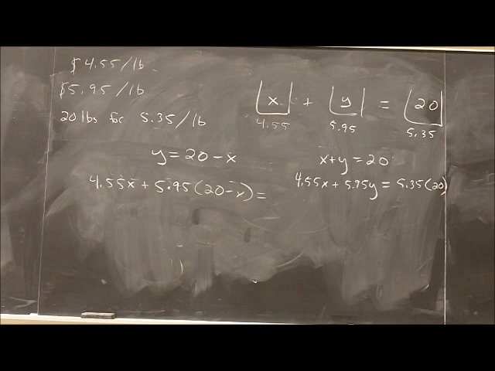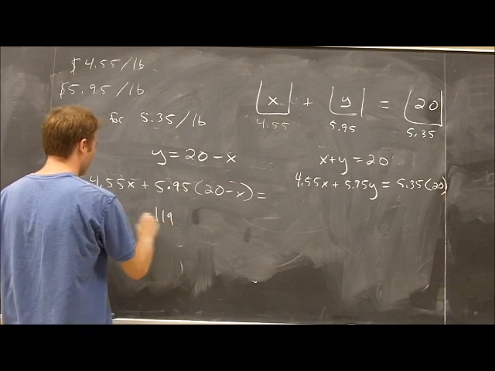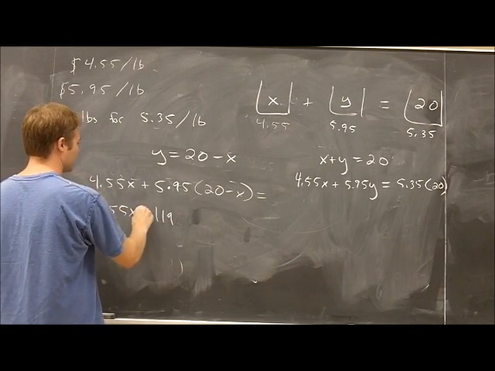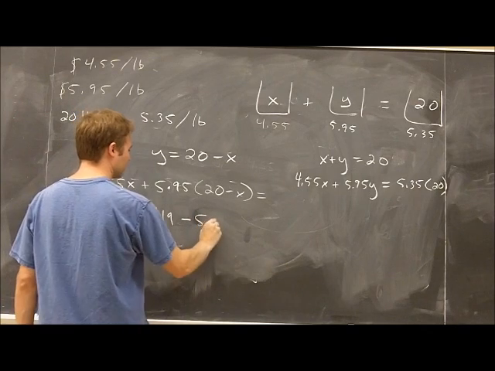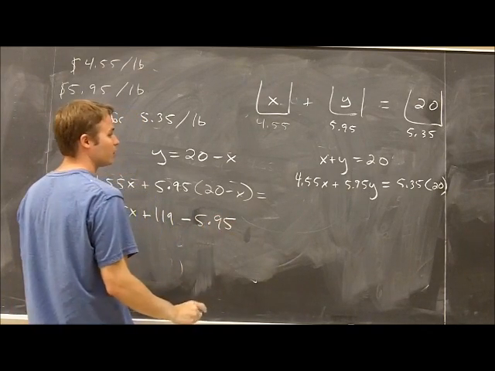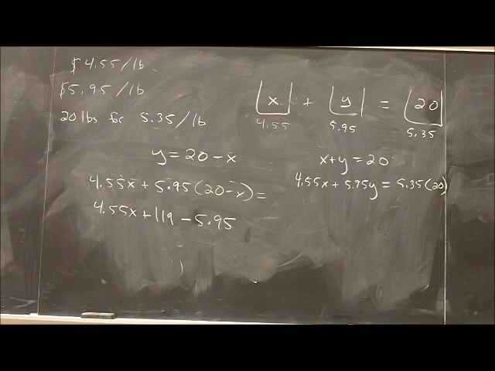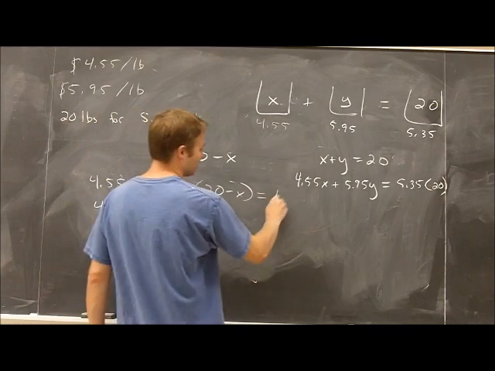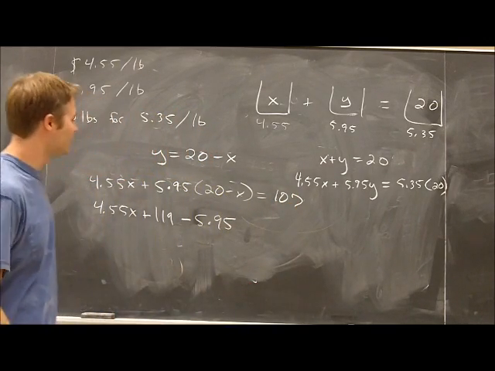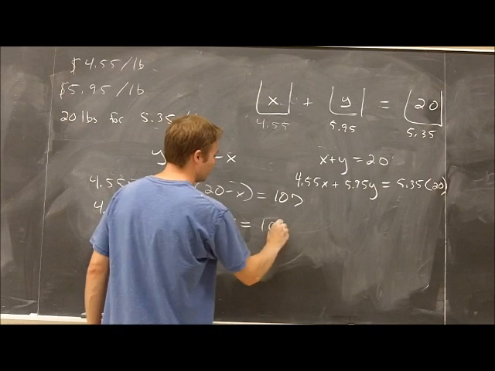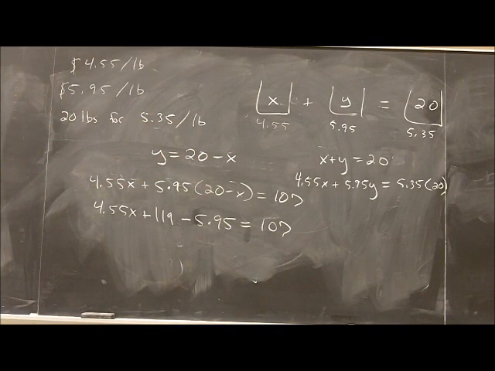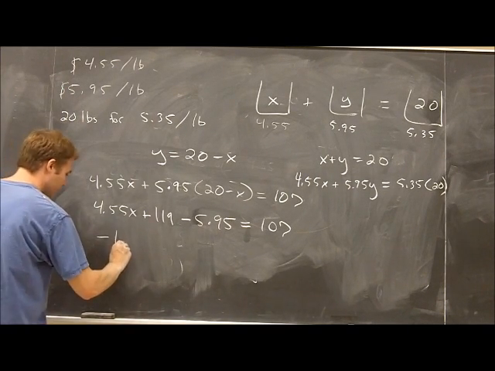If you do this, you'll get 119 here. So this would be 4.55x plus 119 minus 5.95x. Oh, I'm sorry, then that should all equal 5.35 times 20, which is 107. Sorry, I have my cheat sheet over here with all the multiplication on it. So all of this should equal 107. And then 4.55 minus 5.95 is negative 1.4.